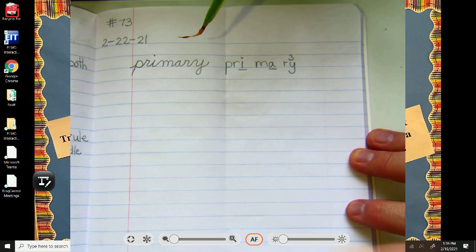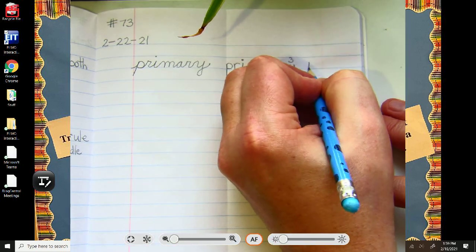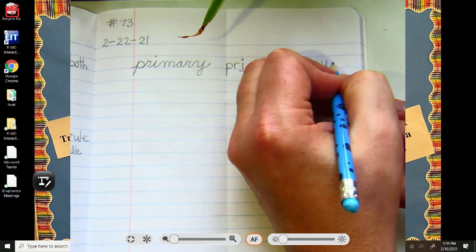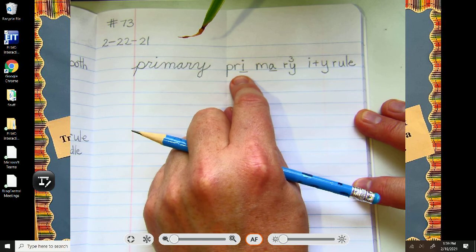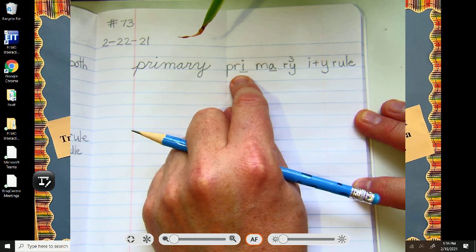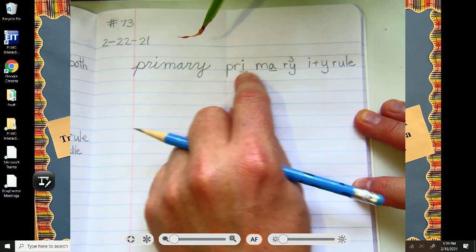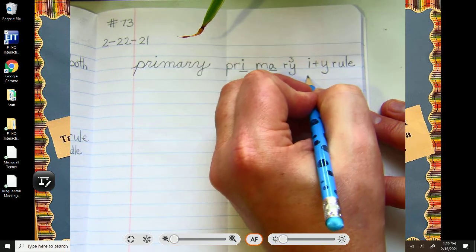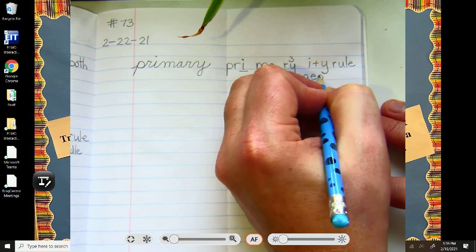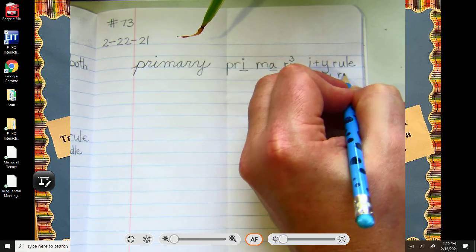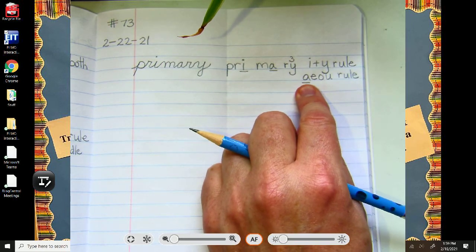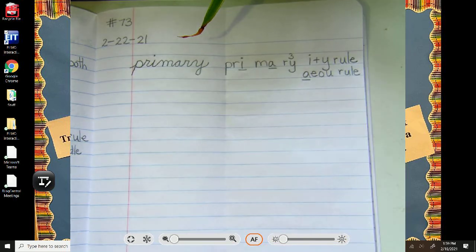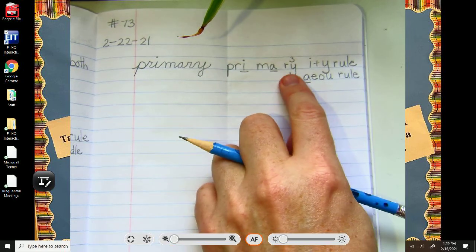Scholars, this might have been tricky, but there are two rules. We have the IY rule, right, here in the first syllable. I and Y may say I. Pry. And then in the second syllable, we have an A saying its name sound. So there we have the A-E-O-U rule. Say that with me. A, E, O, and U usually say A, E, O, and U at the end of a syllable. Primary.